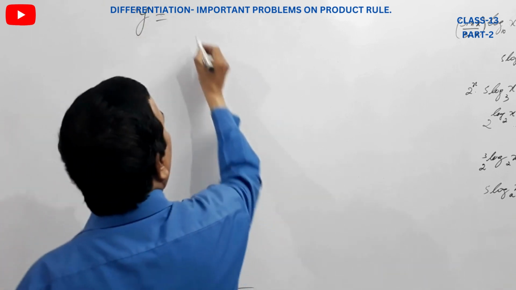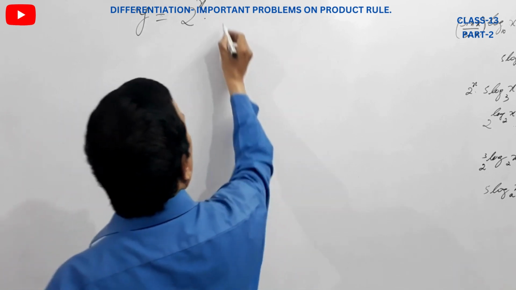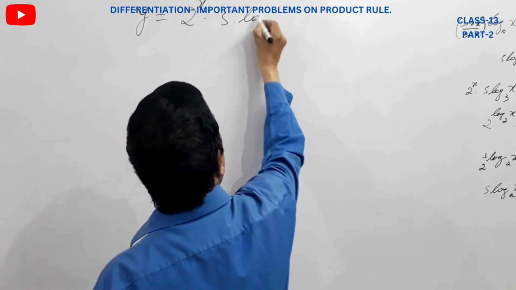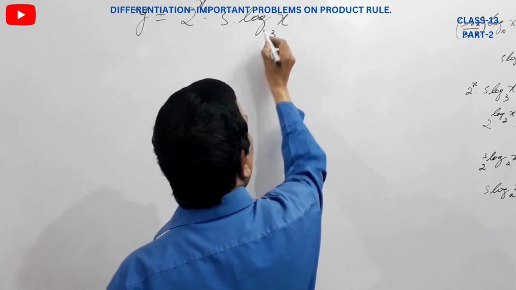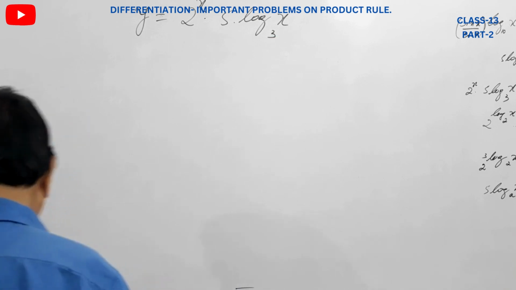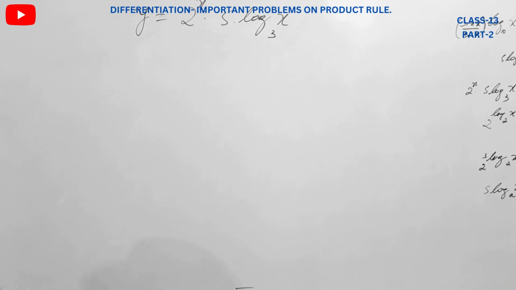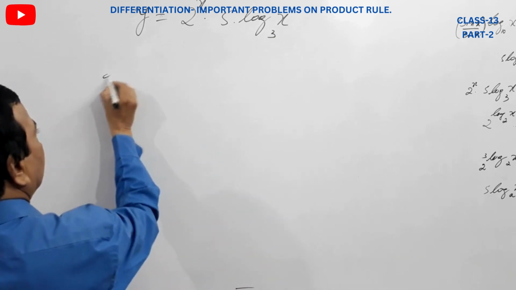y equals 2 to the power of x into 5 log x to base 3. Okay, so very simple problem. We'll do this. So differentiation of this is what?